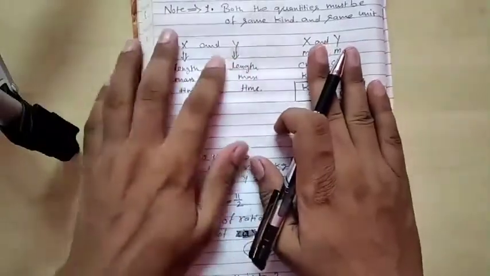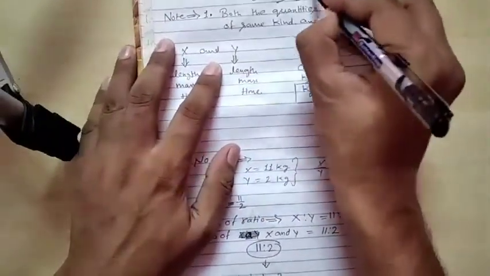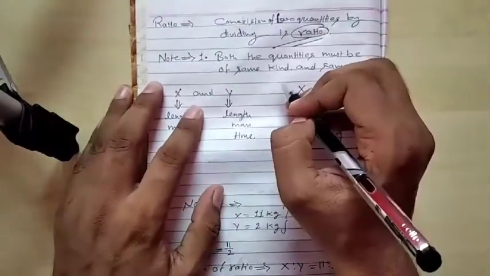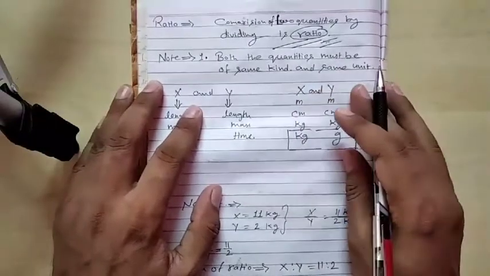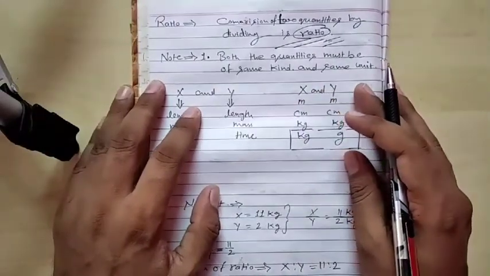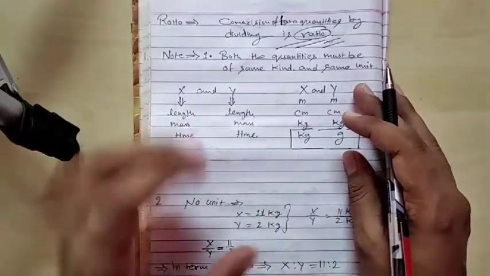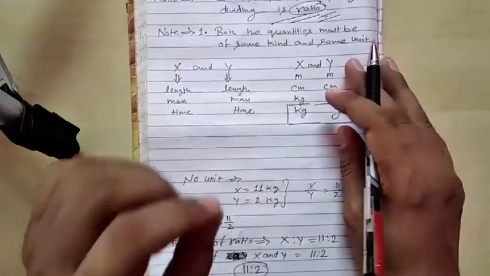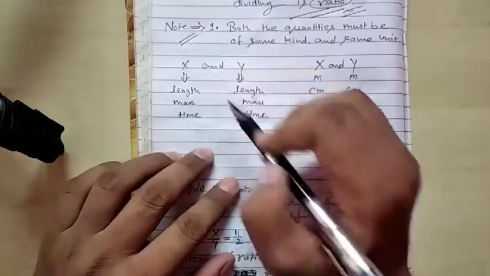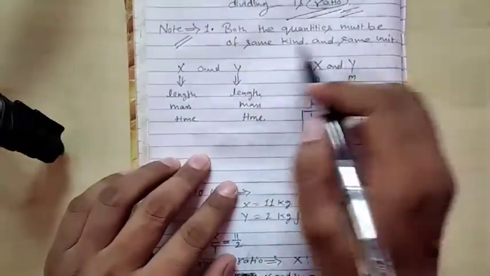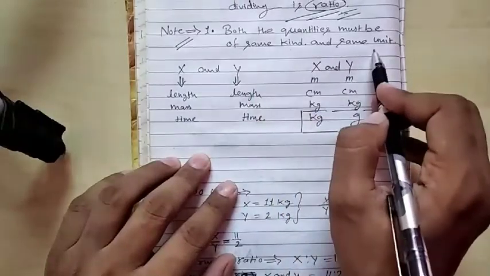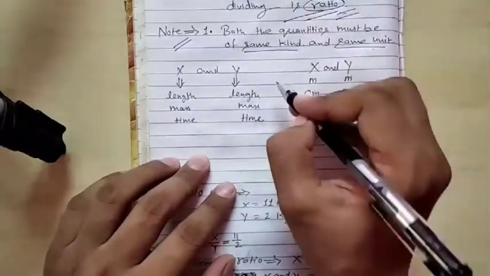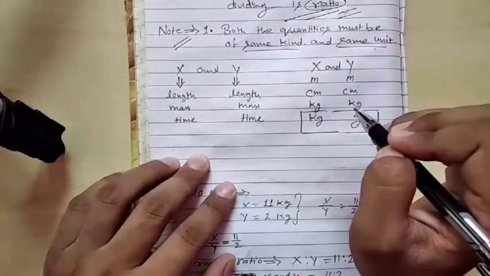So what is the ratio? The comparison of two quantities by dividing is the ratio. So when we divide two values, the result that we get is the ratio between those two quantities. Now one important thing you need to remember is that both the given quantities must be of the same kind and the same unit. Whatever the quantities are, they must be of the same kind and in the same unit.